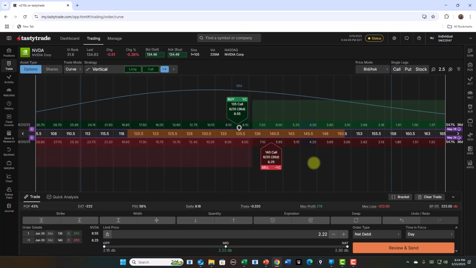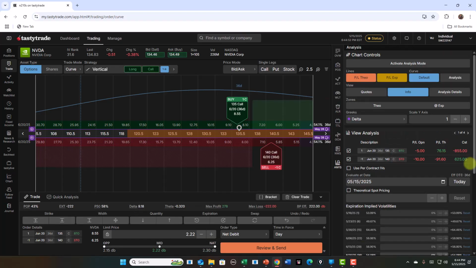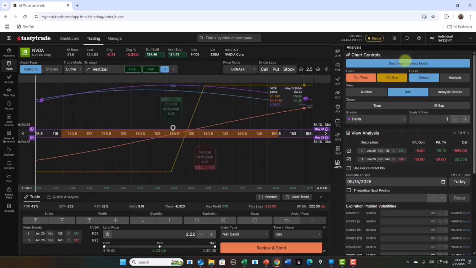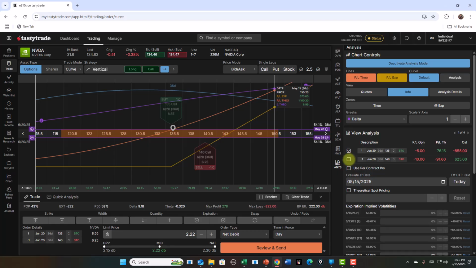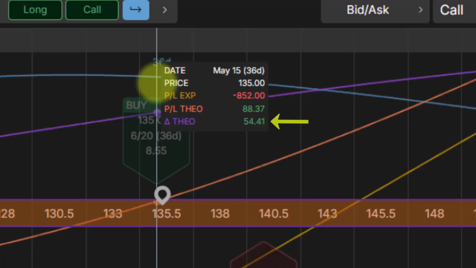So the thing that I want to draw your attention to is over here on this analysis tab. We have to activate it. So there's our vertical spread, and I can also break them apart right here, see what the effects are. So for right now, let's get rid of the short call right there. And you can see that I've got the delta graph right there in purple. So the stock, remember, is at 135. So let's find 135 right about there. And if you look right here, it tells us that the delta is 54.41. Let's just call it roughly 55.